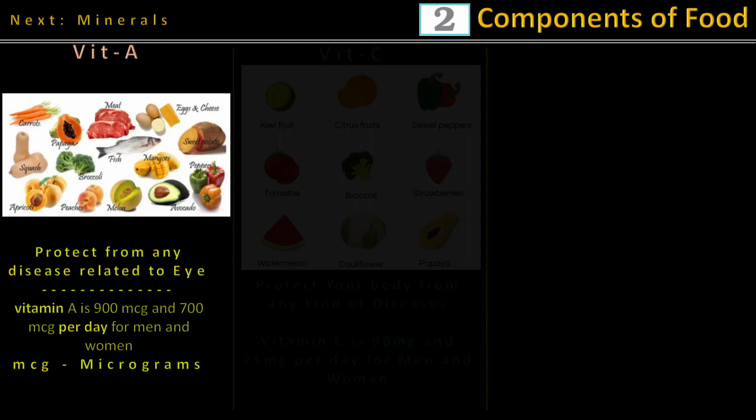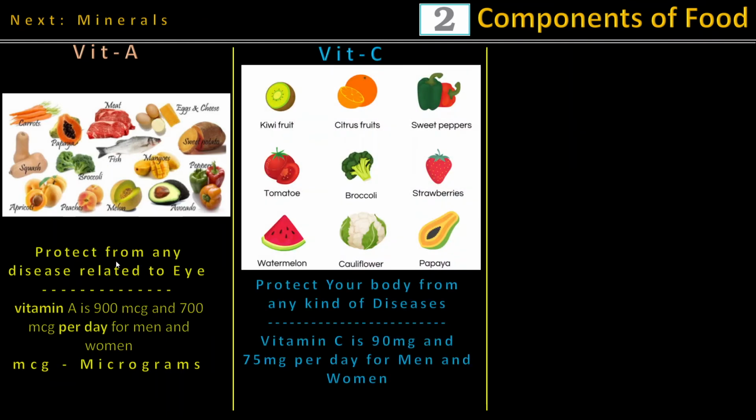Okay, let's go to the next, vitamin C, and the vitamin C content foods. The first foods you see here are kiwi fruit and citrus fruit, sweet peppers, tomato, and broccoli. Broccoli is here as well, but it is rich in both vitamin A and C. If you make a broccoli salad, it will cover both A and C. Strawberries, watermelon, and so on.